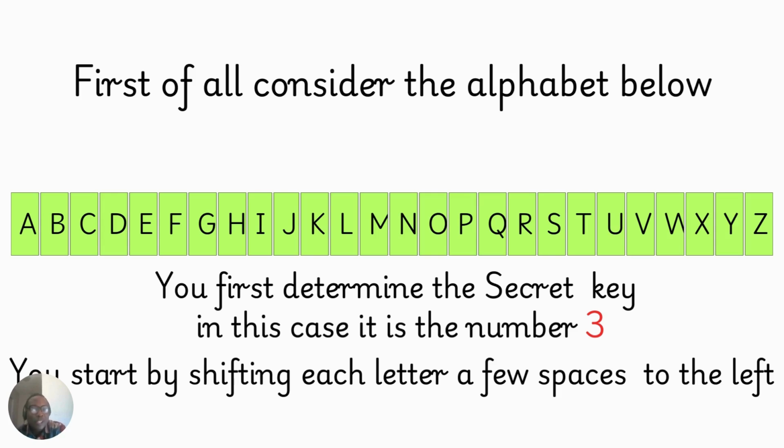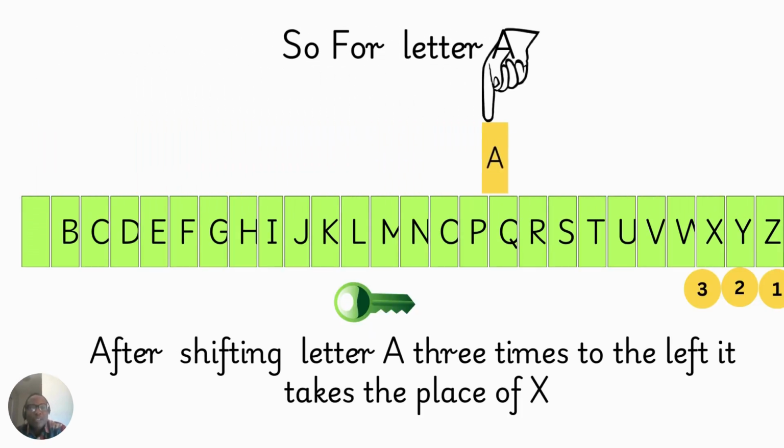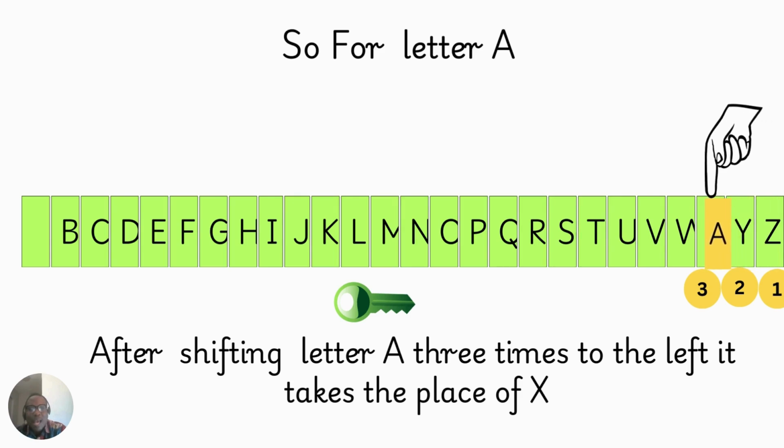So we start by shifting the entire alphabet by the number we have selected as our key. So we start one by one, and the first letter, of course, is letter A. So we take letter A, shift it 3 spaces, and it gets to replace the letter X. Notice that we shifted this letter A by 3 spaces to the left. So it went Z, Y, and X. And then it got to replace the letter A.